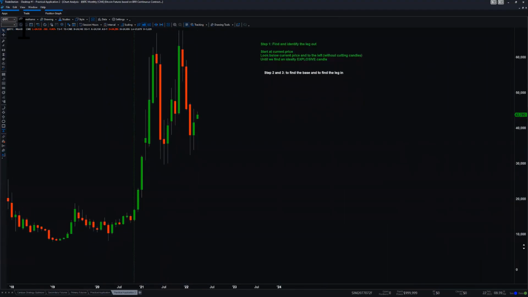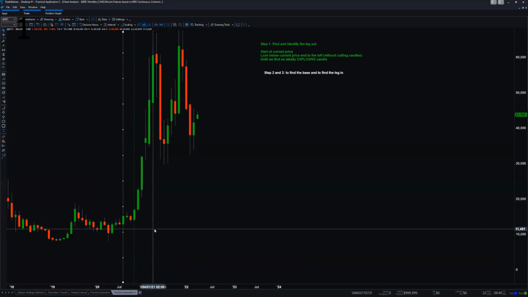And now, where would be the base and where would be the leg in? Well, we could say this could be the leg in. But we could also say, in the context of things, this could be the leg in. Because yes, this is a decisive candle, but the size of this decisive candle is also not much bigger than the surrounding candles, those indecisive candles. So all of that could be my base, or just that could be my base.